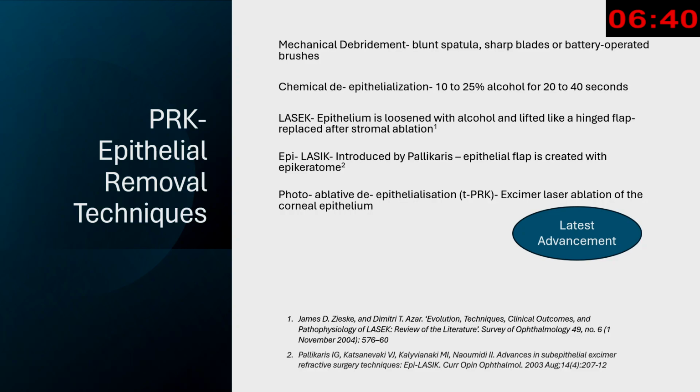So there are various epithelial removal techniques. Initially, these include mechanical debridement using blunt spatula, sharp blades or battery-operated brushes, or chemical deepithelization using alcohol. In LASEK, the epithelium is loosened with alcohol and lifted like a hinged flap and replaced after stromal ablation, while in epi-LASIK, the epithelial flap is created with the epikeratome and then it is replaced.